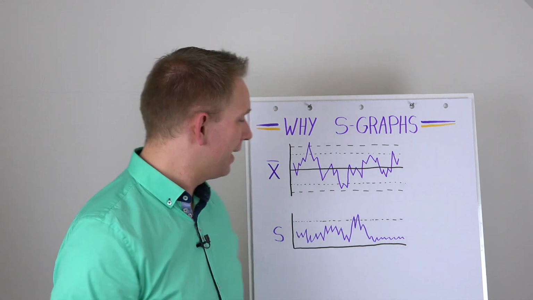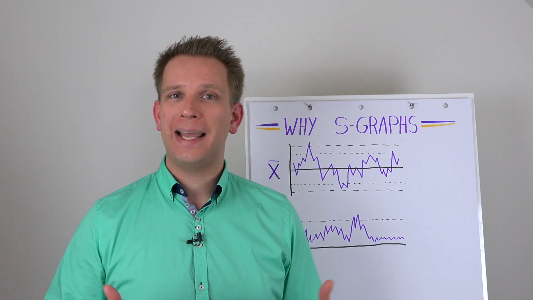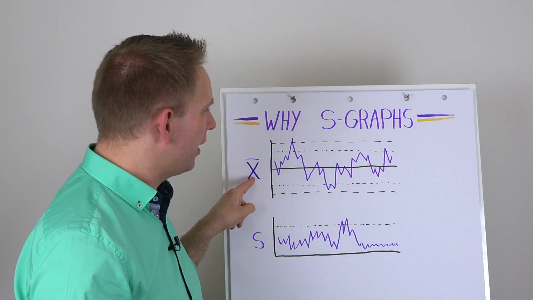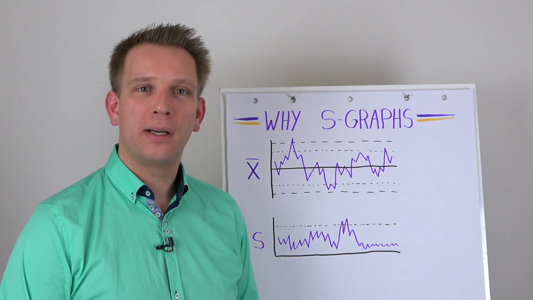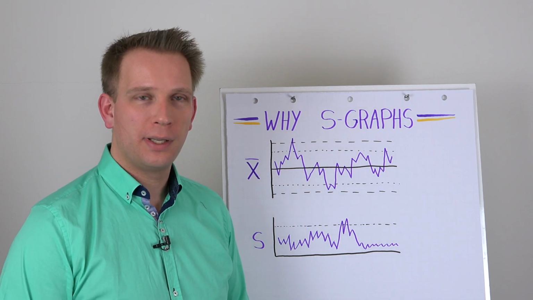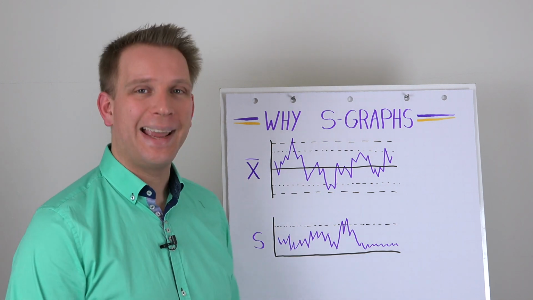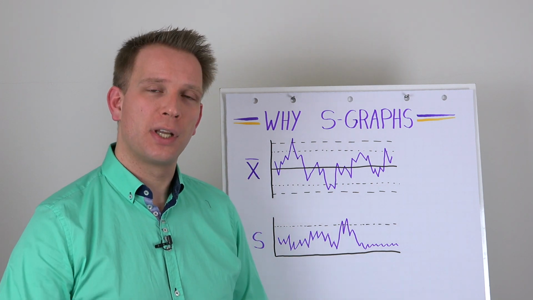And today's topic is that extra graph, the S graph, underneath your standard SPC control graphs. What is this secondary graph doing underneath our control chart? You don't always see it. It's also because it's not always needed, but it can really help you in certain situations to get a better grip on your process.